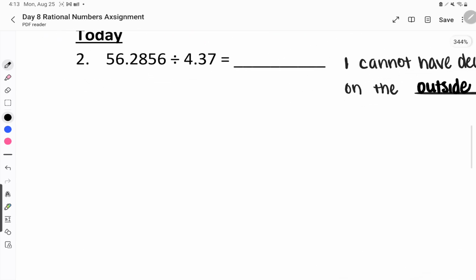So what I'm going to do is I'm going to go ahead and write this. Remember, the first number goes on the inside, so we have 56.2856, and then we have 437 or 4.37 on the outside.